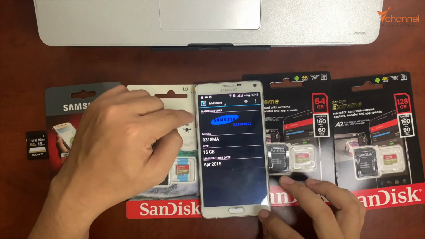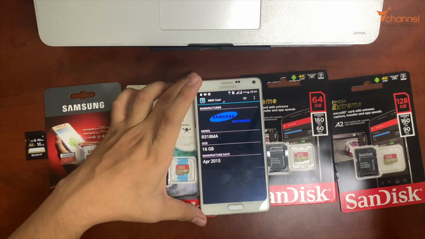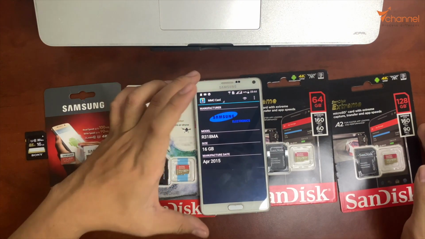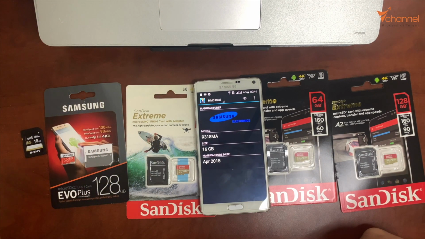Okay, I will try the chip, no brand memory card. We have manufacturer is Samsung. At the time, the market has 4 types. First one is the brand that makes the memory chip by themselves, as I have told in the previous part.